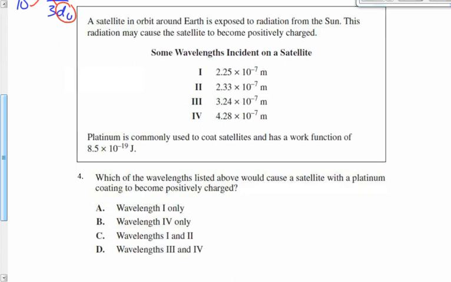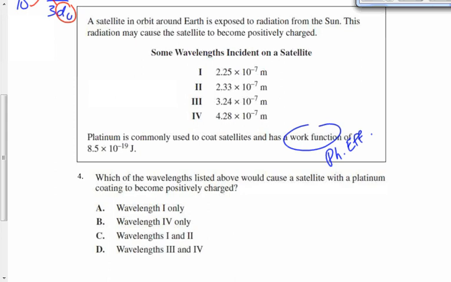Satellite in orbit around the Earth is exposed to radiation from the sun. The radiation may cause the satellite to become positively charged. Platinum is commonly used to coat satellites that have a work function of 8.5 times 10 to the minus 19. If we're talking about a work function, we're talking about the photoelectric effect. Electrons ejected. What happens when an electron is ejected? The surface is going to be, well, it's got one less negative, so it's going to be positive. Which of the wavelengths listed above would cause a satellite with a platinum coating to become positive? In other words, which of the following would cause an electron to be ejected?